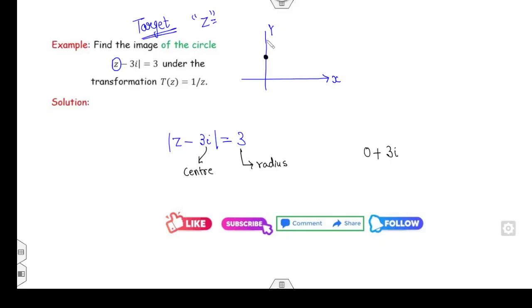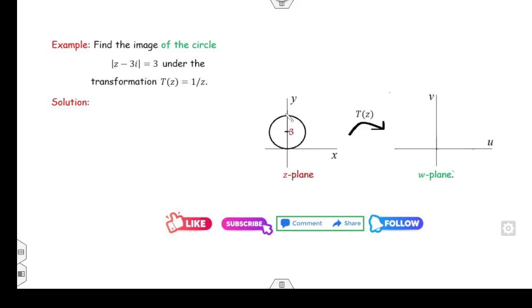And how can you draw the graph? This is the equation of the circle with center 0, 3. Now your target is to find the region in the w plane. Again, you can see that 1 over z is non-linear. So it may be possible that the circle will map to a line.